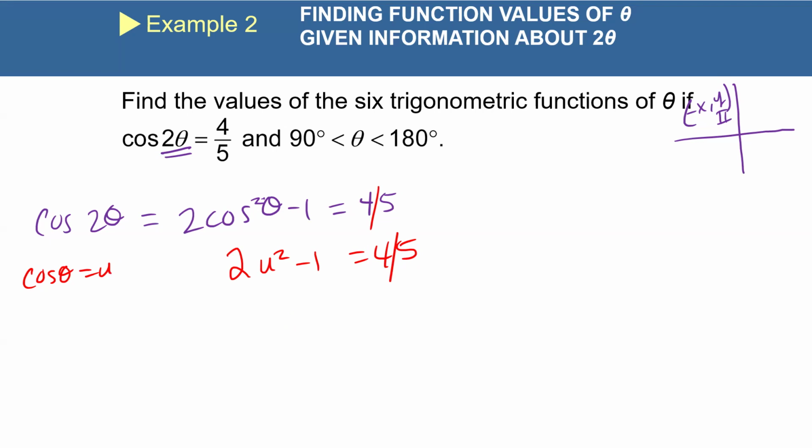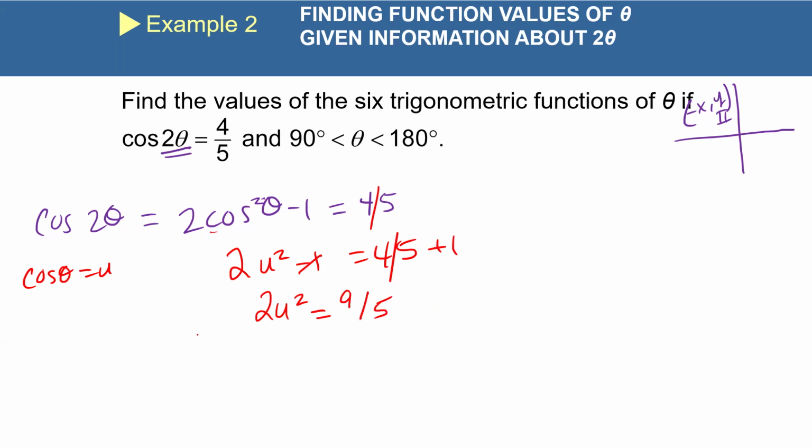What are the steps I would take to get u by itself? We're using u substitution. Plus 1, right? And what's 4/5 plus 1? 5 over 5 makes 9/5.